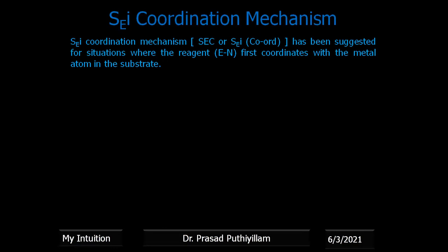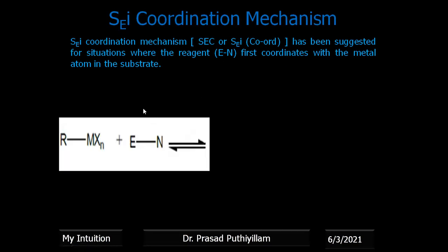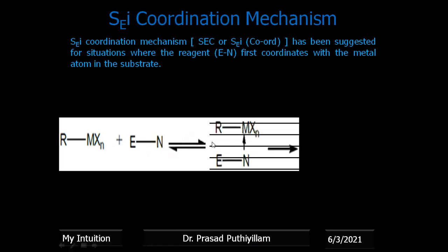So the SEI coordination mechanism, also known as SEC, that is substitution electrophilic coordination mechanism, or SEI, internal rearrangement with coordination, is suggested, in which the reagent forms a coordinate bond with the metal. So this is the substrate, and a portion of the reagent forms a coordinate bond with the M. That means the atom represented as N here forms a coordinate bond with the metal.